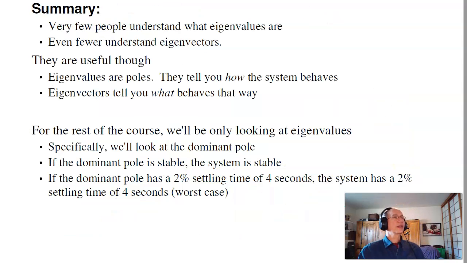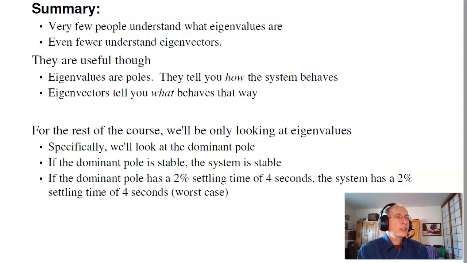So in summary, very few people understand what eigenvalues are. Even fewer understand eigenvectors. The nice thing about electrical engineering is you can actually see an application of it. The heat equation is a very good example. With the heat equation, eigenvalues, eigenvectors mean something physically. The eigenvalues tell you how the system behaves. Eigenvalues are poles. Eigenvectors tell you what behaves that way. If you want to know what decays quickly, look at the fast eigenvector. If you want to know what decays slowly, look at the slow eigenvector.